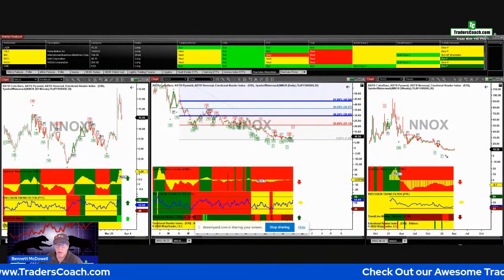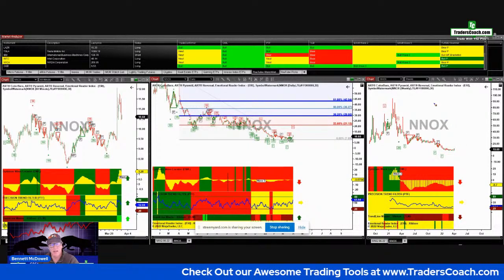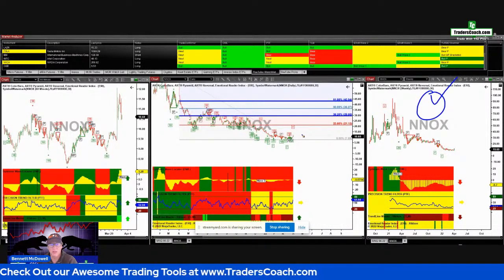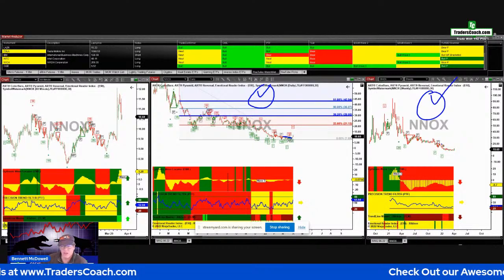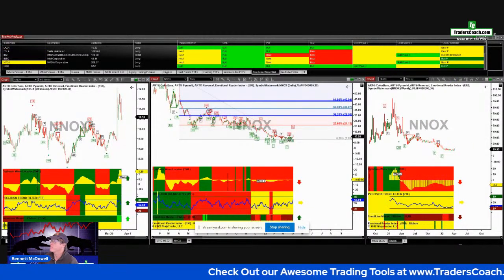If you're in it already, depending if anybody is in this, all right, then you have to determine what your intentions are. Are you a long-term trader over here or a short-term? If you're short-term, you'd be out of the market. If you're long-term, your stop would be right in this level here. All right, so keep that in mind.